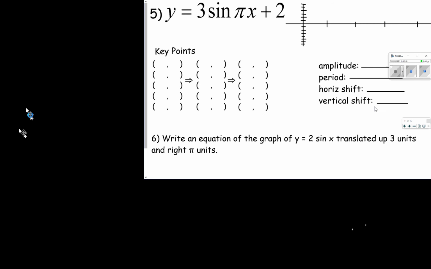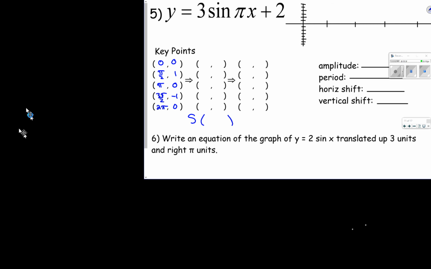All right, last one for today, number 5. I'm going to do my key points for sine to get us kick-started here. 0, pi over 2, pi, 3 pi over 2, and 2 pi. For sine, you start at 0, go up to 1, back to 0, then to -1, then to 0.